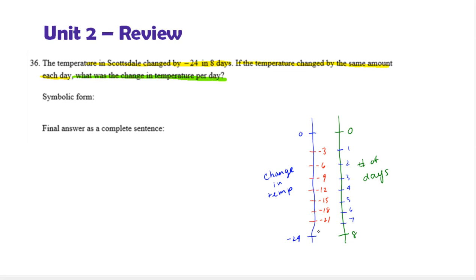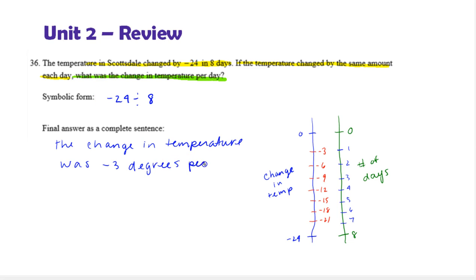So in symbolic form, we're sharing or dividing negative 24 equally among the 8 days. Okay? And our result is negative 3 degrees per day. So let's write that as a complete sentence. The change in temperature was negative 3 degrees per day.